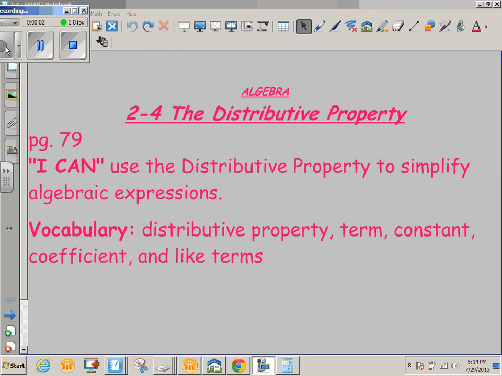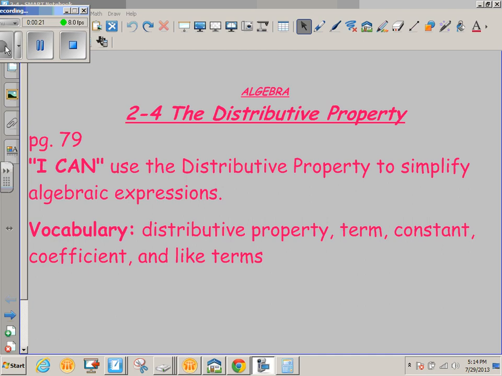Hi, today we're going to be learning about the distributive property. Our I can statement for the day is I can use the distributive property to simplify algebraic expressions. Our vocabulary for today is, of course, distributive property, term, constant, coefficient, and like terms.